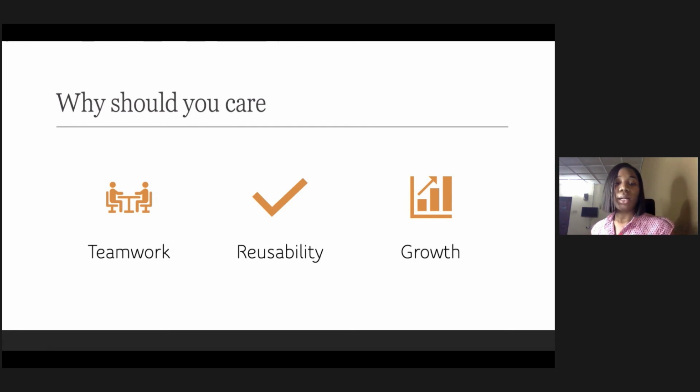And also, clean coding leads to growth. Once you start practicing clean coding, you start learning a lot of things. You start understanding things a little bit better. So it makes it easier for you to grow as a developer. And the fact that you're not just writing it for yourself, but you're also teaching other people how to write clean code. And these are just some of the most important reasons why you should care about writing clean code.